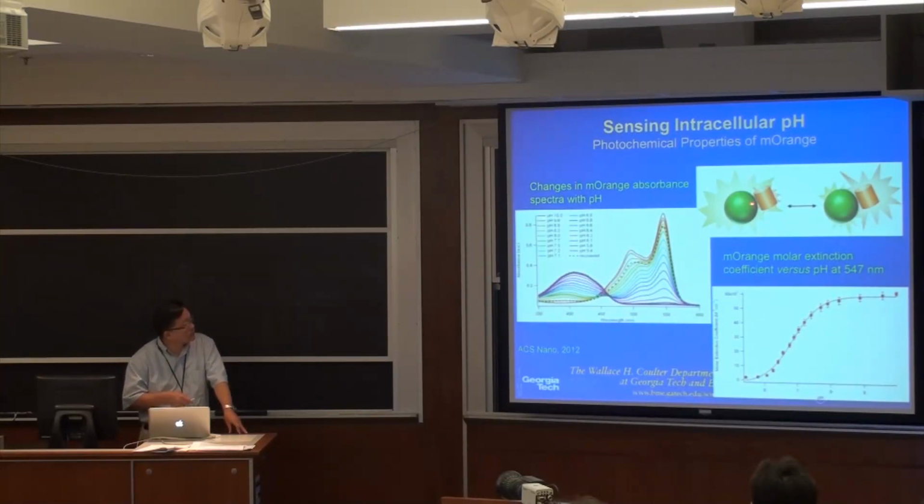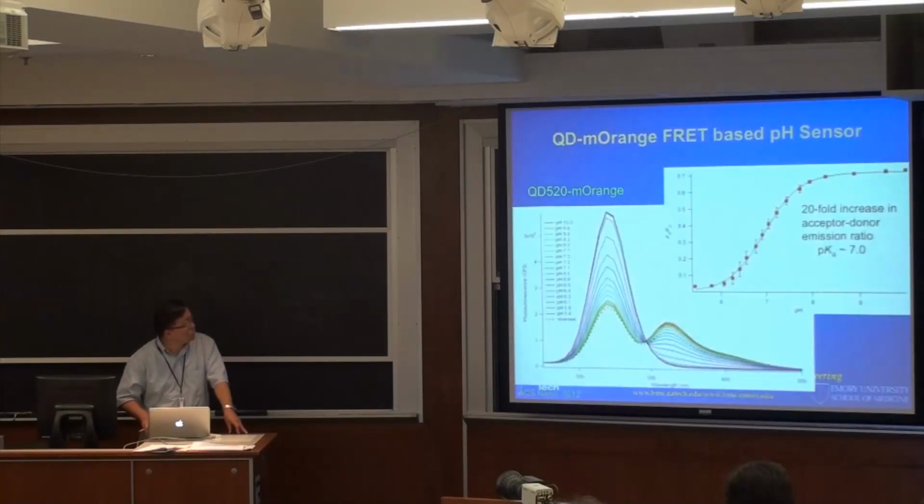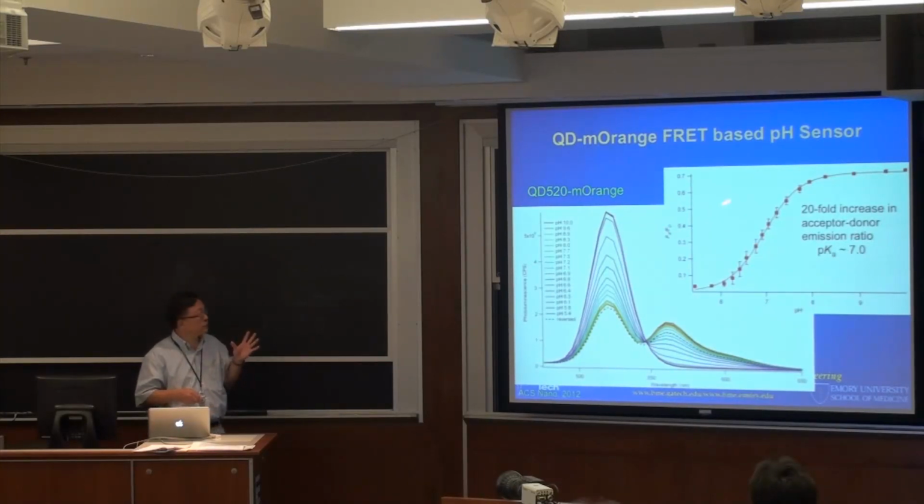So we combine that with quantum dot to form a FRET probe for pH sensing. We use quantum dot 520, that's the emission peak, with mOrange. Again, we have this very nice set of curves for absorbance with the same pH range, from pH 5.4 to pH 10. If we plot the acceptor emission, which is mOrange, versus donor emission, which is the emission from quantum dots, we have this very nice curve.